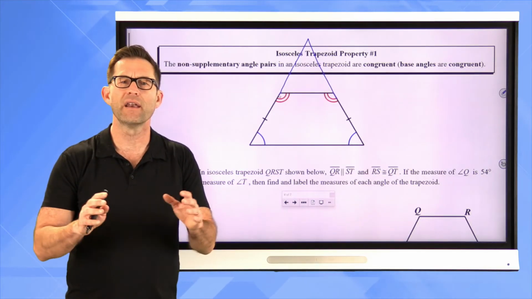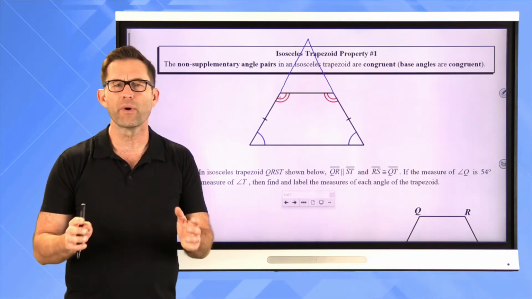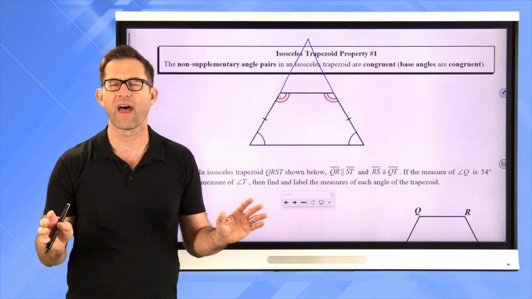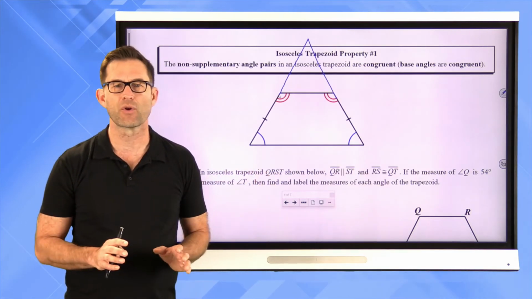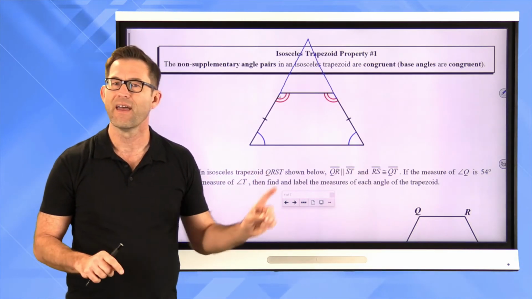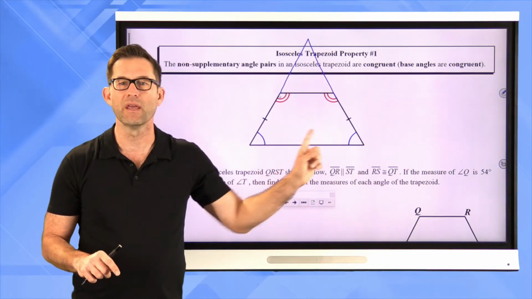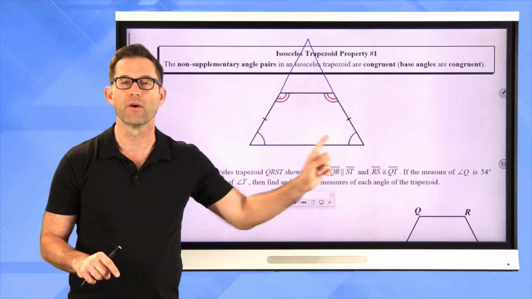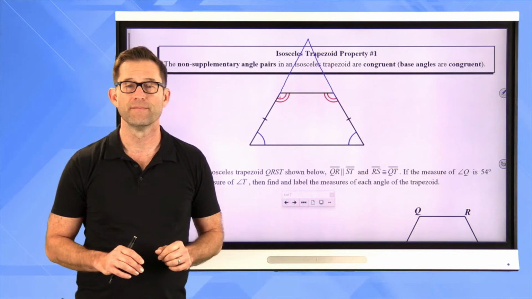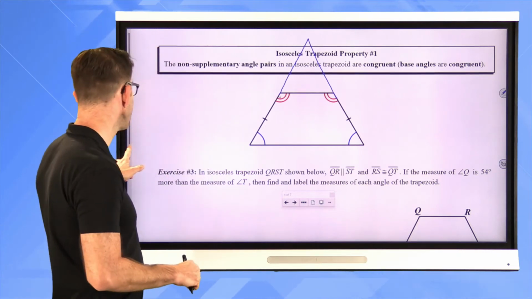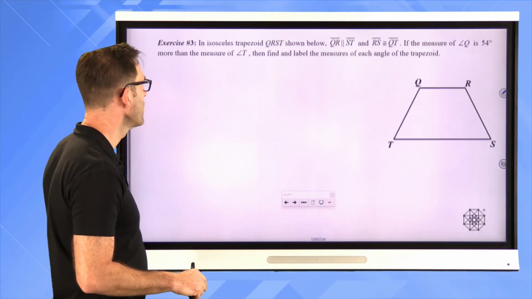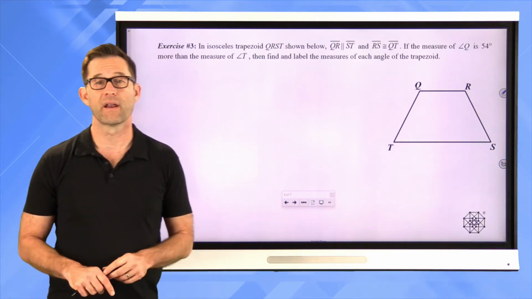If you look at any kind of a truss system or a bridge or the rafters in a house, you'll see isosceles trapezoids all over the place. And knowing that those base angles are equal, especially the two that are down here, is exceptionally important. Let's take a look at a very straightforward word problem based on that idea.